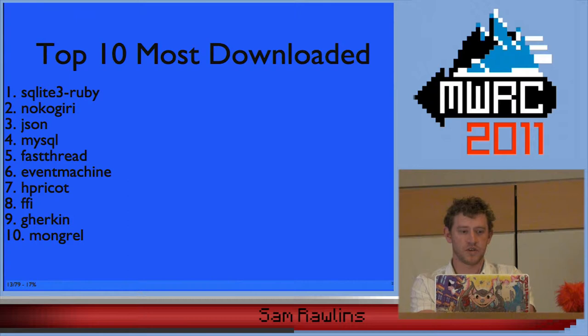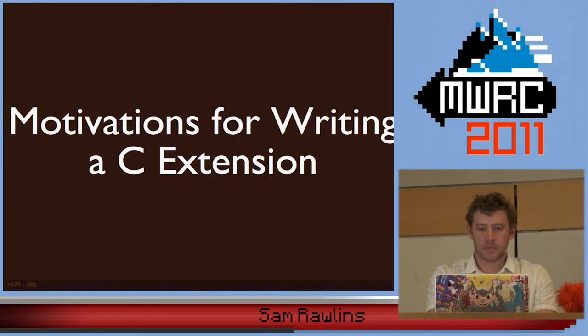So the top 10 most downloaded C extensions, you can see, I'm sure some of your favorites are on here. JSON. Gherkin is on there, that's kind of neat.